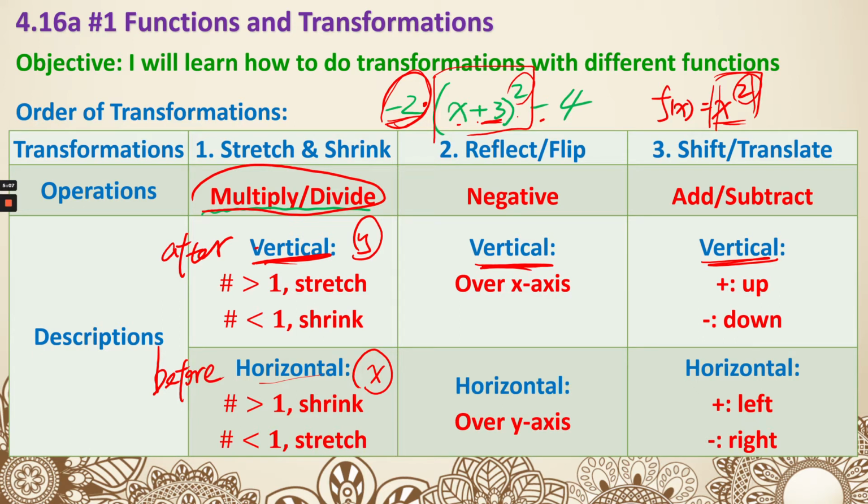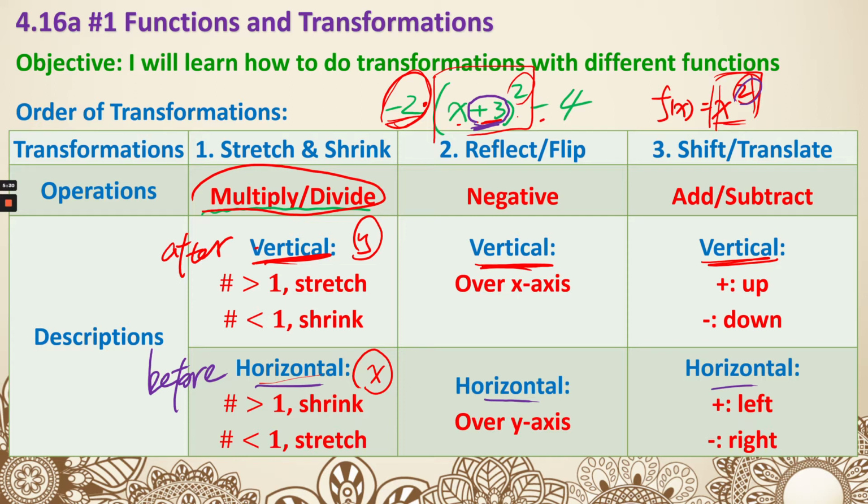Let me change the color so you can see it clearer. So this is going to be before, and here's what I mean. If we want to calculate this out, we're going to need to add the 3 first, then square. So that means before I actually deal with the square, which is a function, I need to add a 3 before that. So that is before the function, that is going to be horizontal.